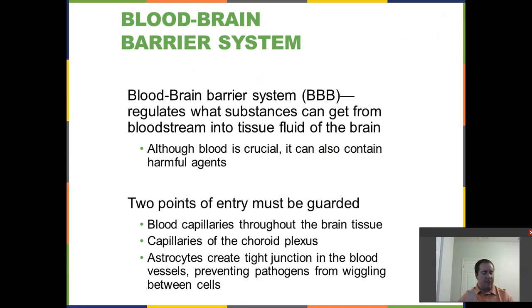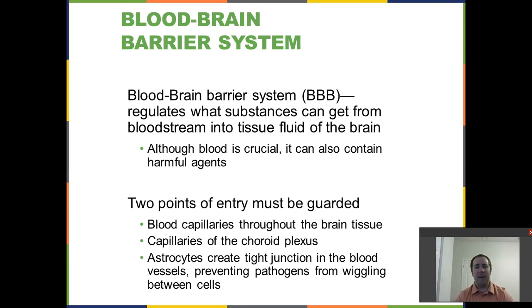Along with, or similar to the choroid plexus, we have what we call the blood-brain barrier system, or the BBB. This controls what gets from the blood into the brain. We need to get nutrients from our blood into our brain. We need sugar. We need glucose. We need amino acids. We need oxygen. We need carbon dioxide to get out of the brain. And so we need things to move in between the blood and the brain.